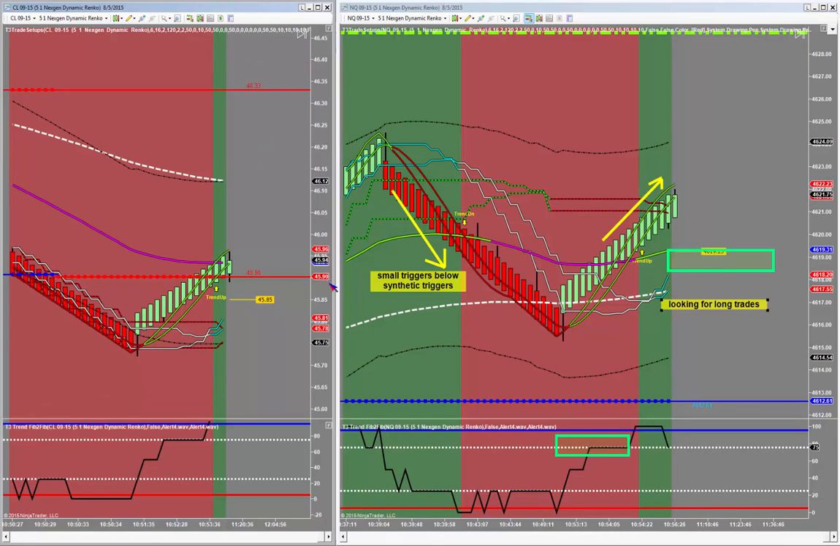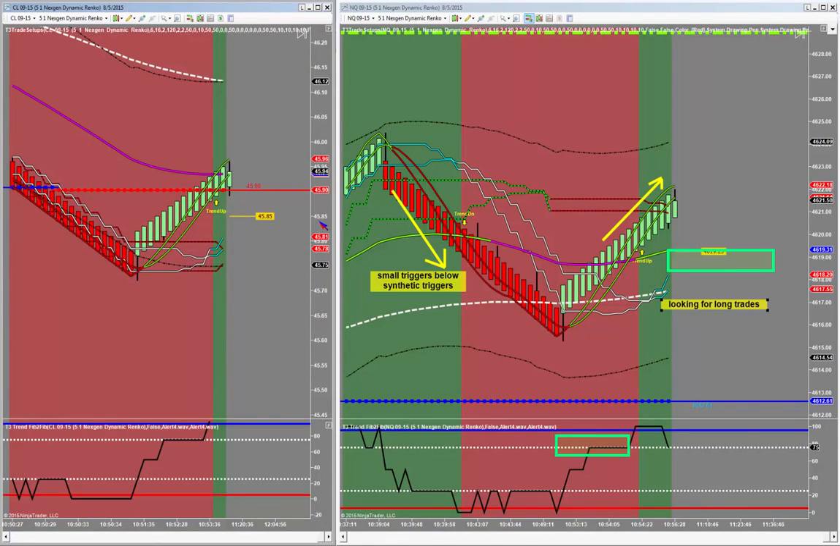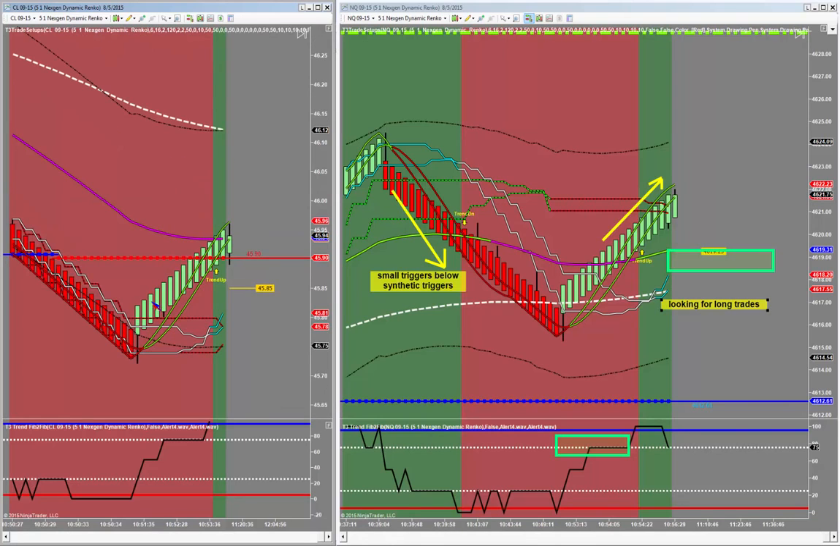Right now, when we look at crude oil, you notice that our small triggers are now above all of our synthetic triggers. And they're also starting to break above fib resistance in the midband here, which means what? No more shorts for us.